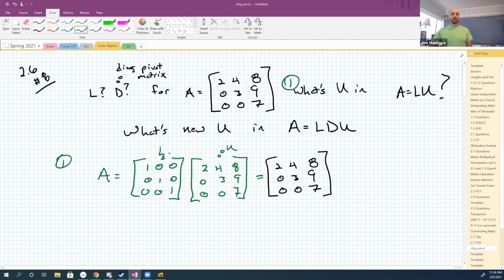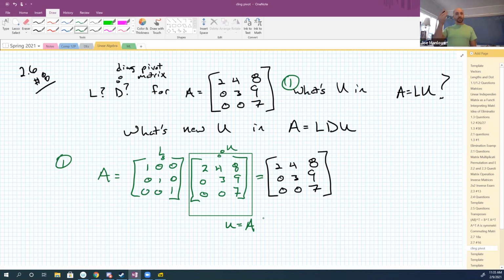You guys see that? So the answer to what's U in A equals LU is just A, right? It's already decomposed into an upper triangular matrix. And then in order to say, all right, so it's a lower triangular matrix times an upper triangular matrix, the lower triangular matrix is just the identity.